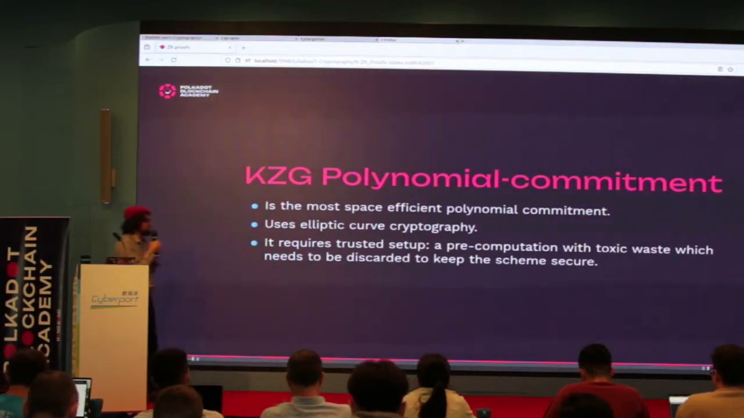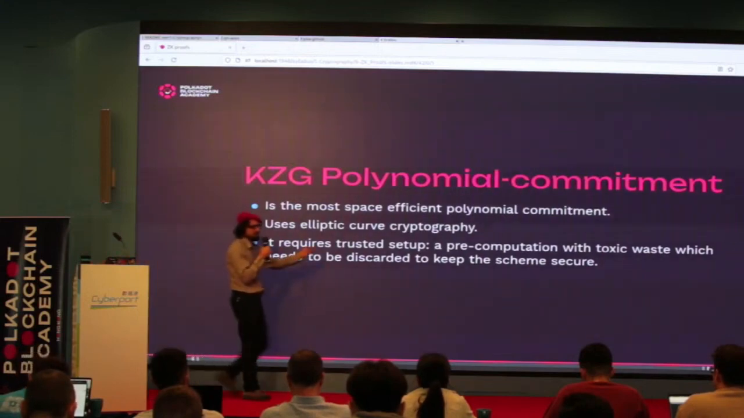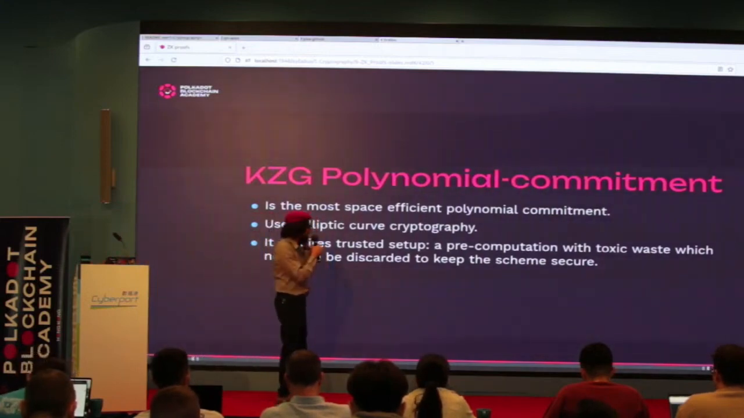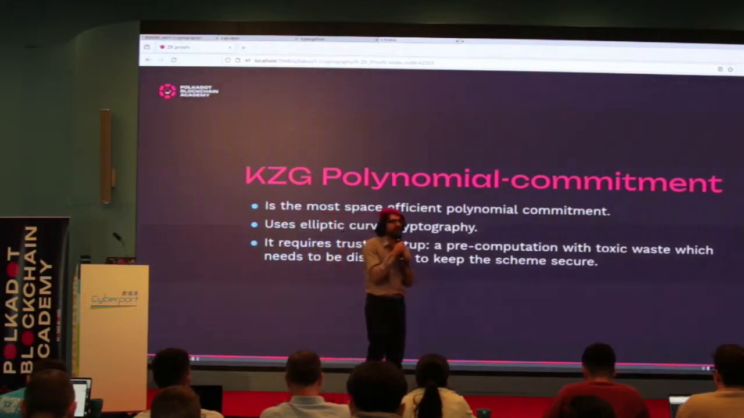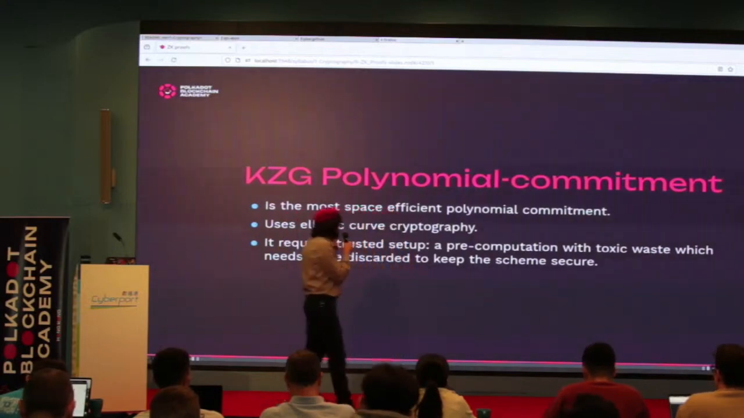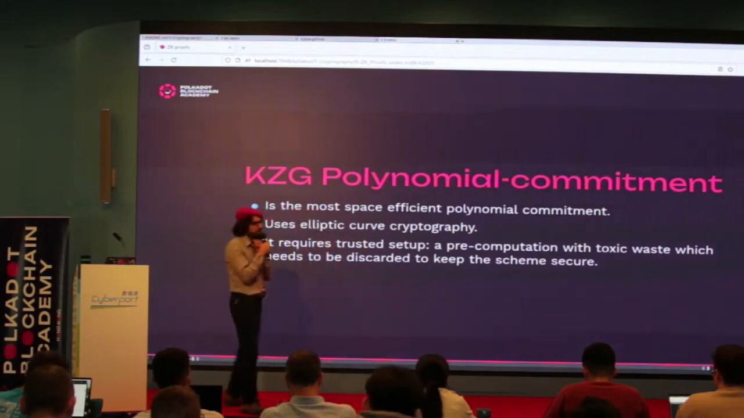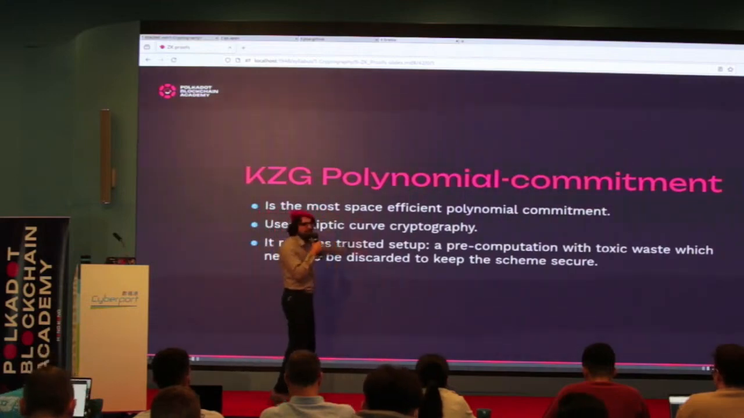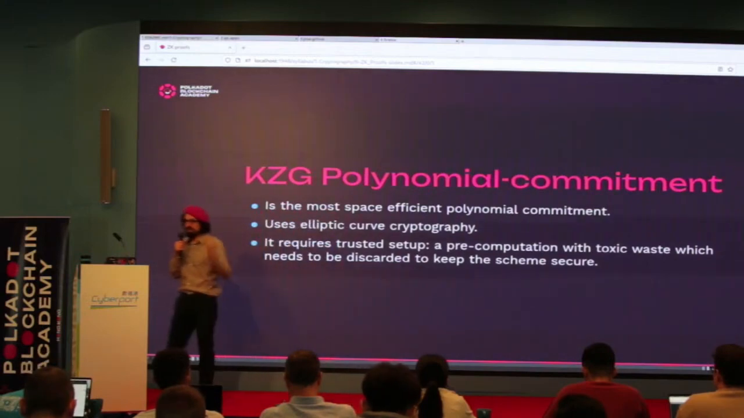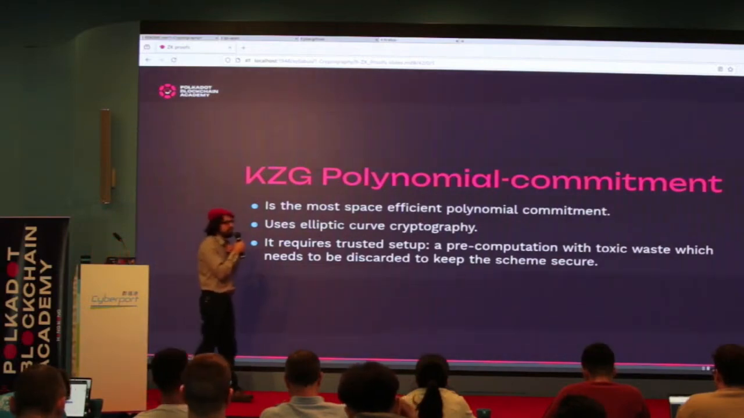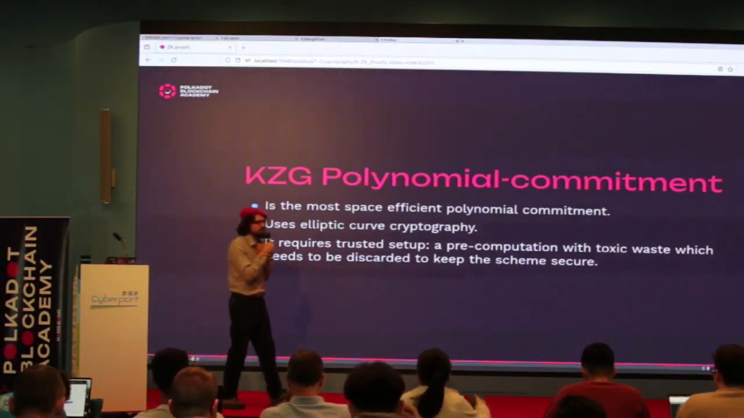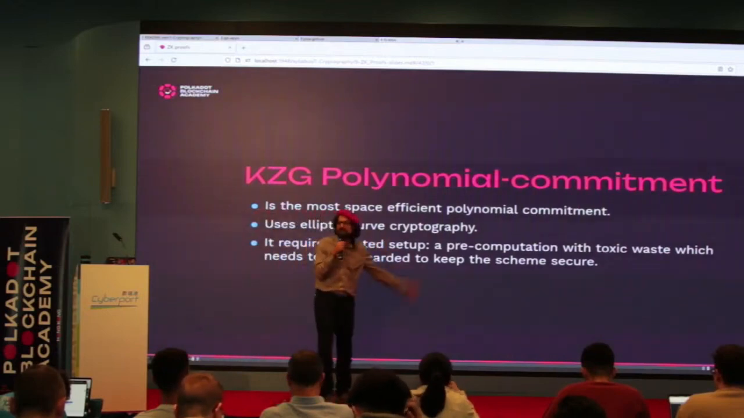It uses elliptic curve cryptography, which I'm not going into, but it needs a trusted setup. We talked about the trusted setup before. The trusted setup is some people get together and compute a private key, and then they generate a public key that you need for proving, for commitment. You need a key to commit. They compute this committing key, and then they have to throw out the private key. If they don't throw out the private key, then they can cheat in the commitment.